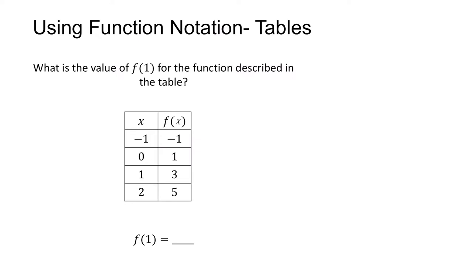So let's try some problems where we have to use function notation. What is the value of f of 1 for the function described in the table? So f of 1, let's think about what this is asking us. So remember that we're talking about f of x notation. Okay, so if we say f of 1, that means that 1 has taken the place of x. So that means that x equals 1. So it's asking us to figure out the value of f when x equals 1.